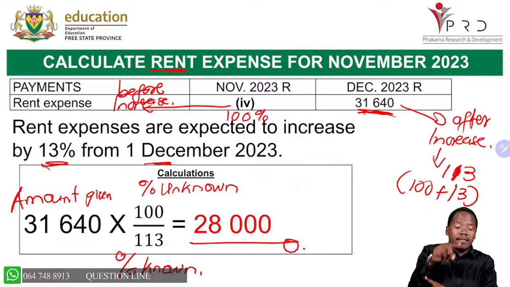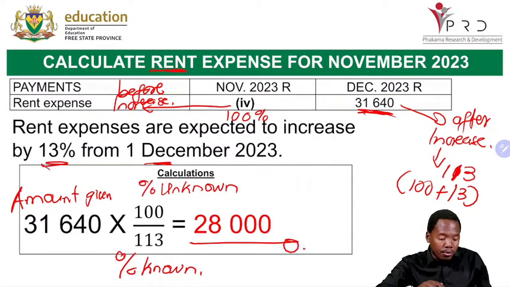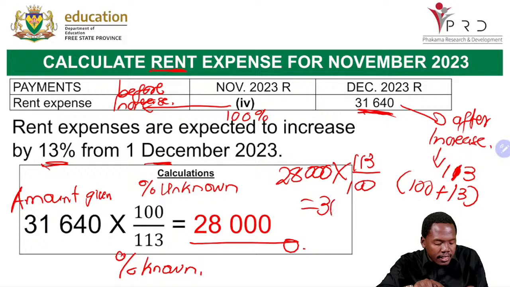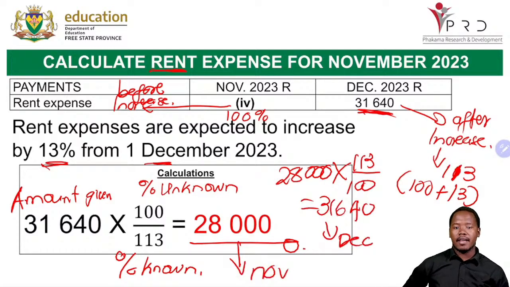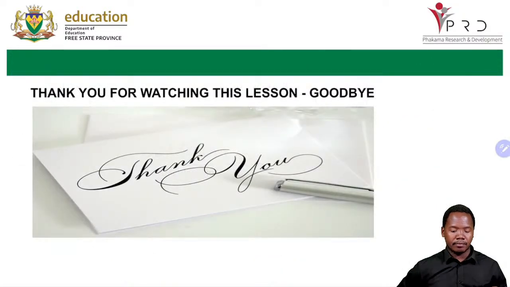So here we are just reversing. Meaning, if I was looking for the December amount, what was I going to say? I was going to say 28,000 multiplied by 113 over 100. This gives me 31,640. So this is for December, this is for November. Okay, I hope everyone got that one right. That is for our rent expense.